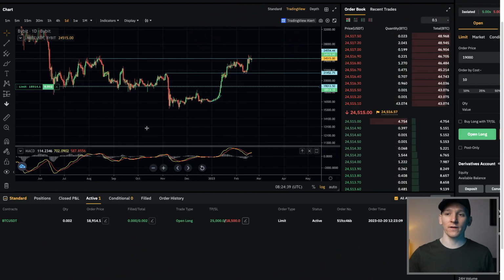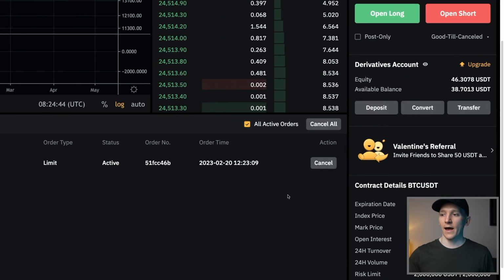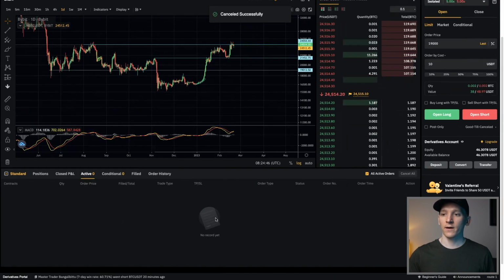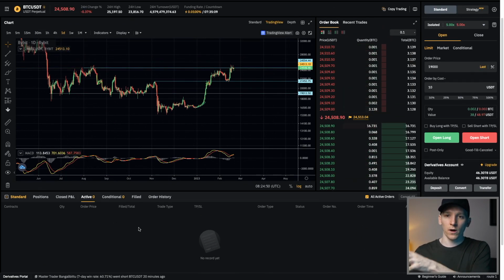If you want to cancel an order before it goes through, you can just click the X on this button here as well, or you can come down to the order screen and then just click cancel. If you click cancel like that, that limit order will now obviously not be there, and all of the other orders as well will also be gone. So you now have no orders on the screen.